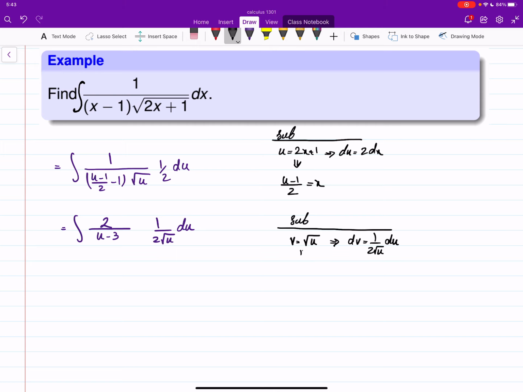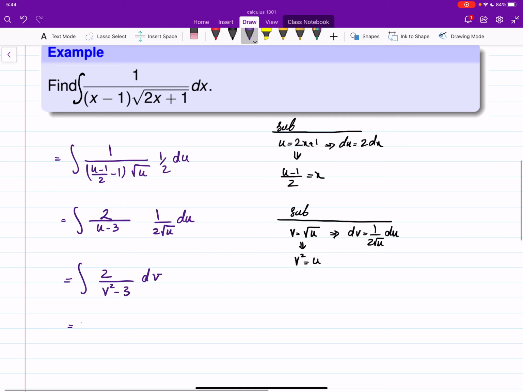And from there you see that v squared is u. So now I can change everything to v, transfer the integral to the new variable. So this will be the integral of dv over v squared minus 3. Oh, nice. Now this is something that you already know how to deal with. It's a rational function. That's the first important thing. This is one of the simplest ones you can do.